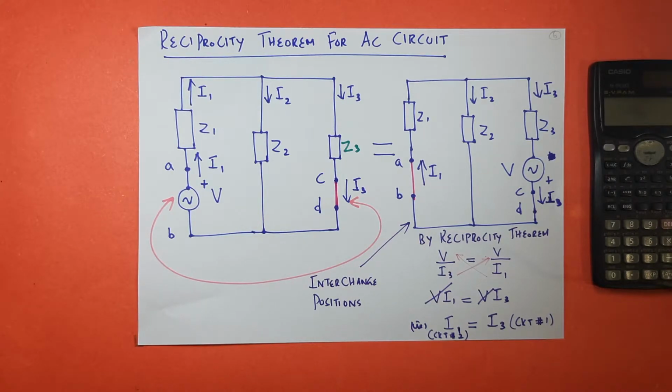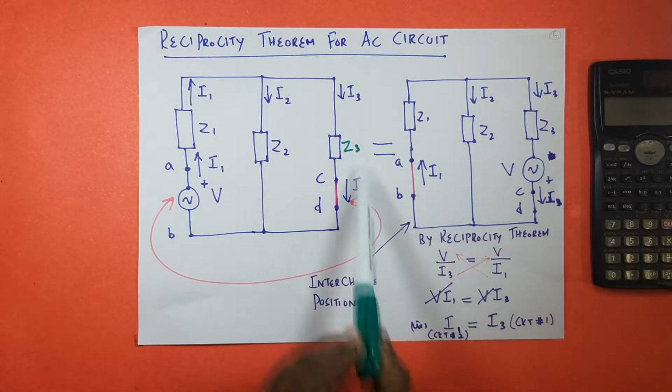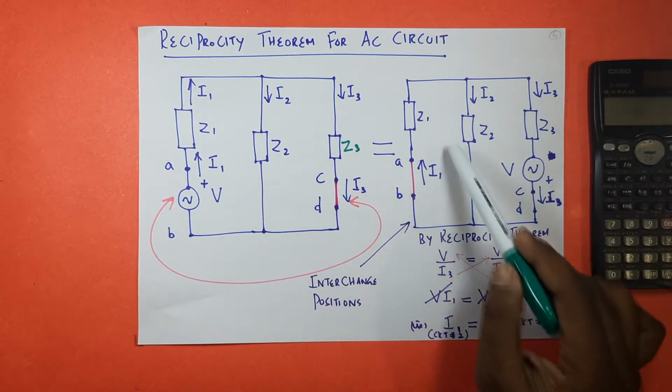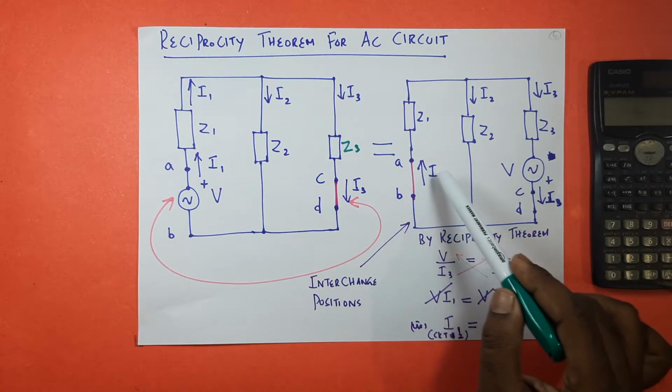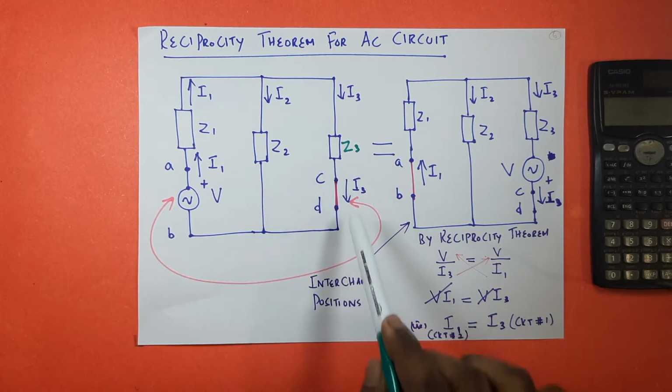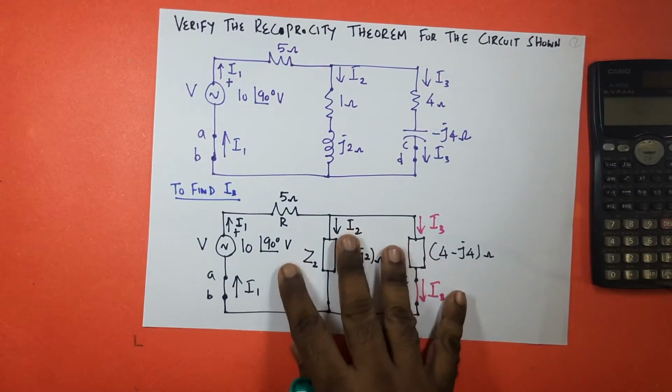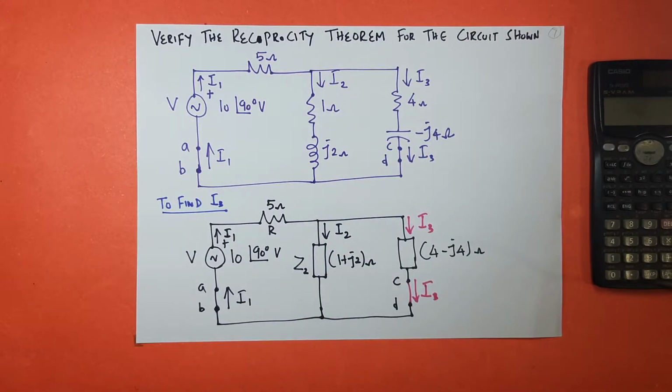That is I1 of this circuit 2. This I1 is equal to this I3. Say this I1 of this equals I3 of first circuit. So that's why I have written I1 of circuit number 2 equal to I3 of circuit number 1. So we will verify this reciprocity theorem through an example, right?